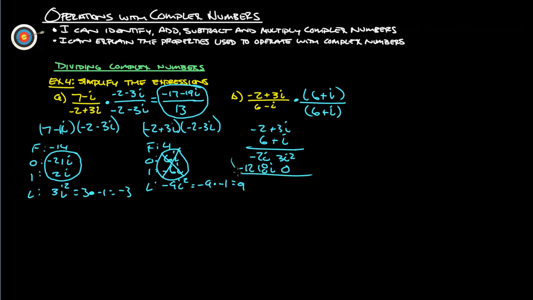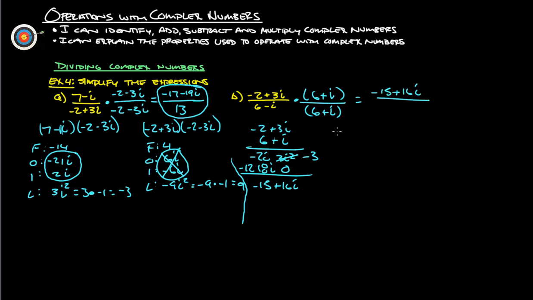So when we add these together, I'll make a little thing here so we can figure out what's going on there. 3i squared is really just negative 3, right? So that is negative 3 and negative 12 is negative 15. And then negative 2i and 18i is plus 16i. So that's what we get for the top, negative 15 plus 16i.